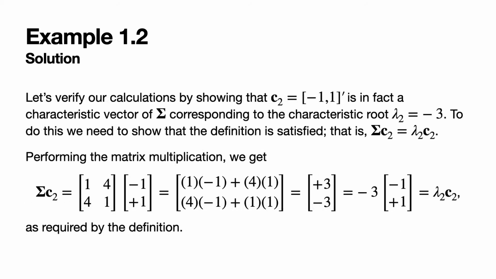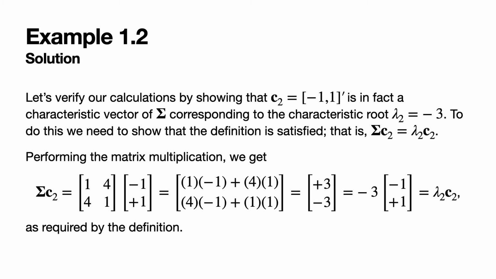Now again, I want to verify our calculations thus far by showing that C2 is in fact a characteristic vector of cap sigma corresponding to the characteristic root lambda 2 equal to negative 3. To do this, we will again show that the definition is satisfied. That is, that cap sigma times C2 is equal to lambda 2 times C2. Performing the matrix multiplication, cap sigma times C2, we get the 2 by 1 matrix with positive 3 in the first row and negative 3 in the second row.